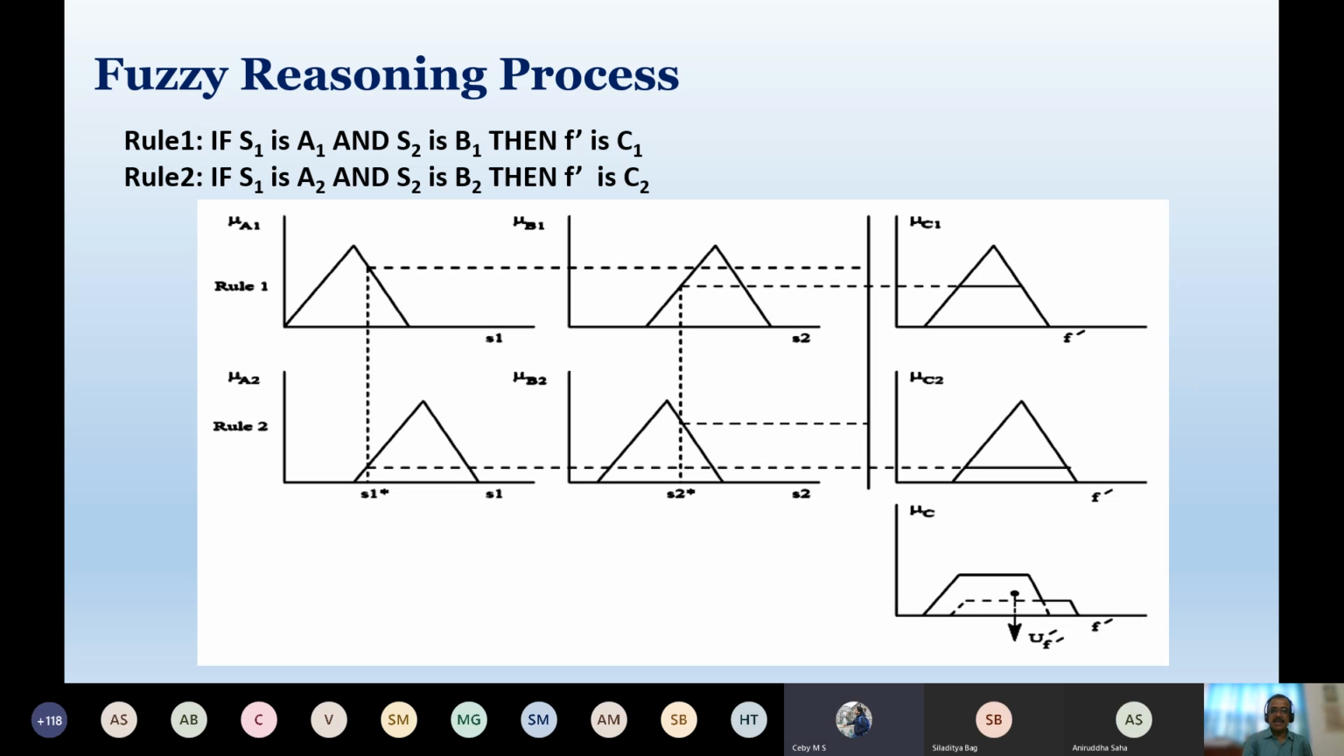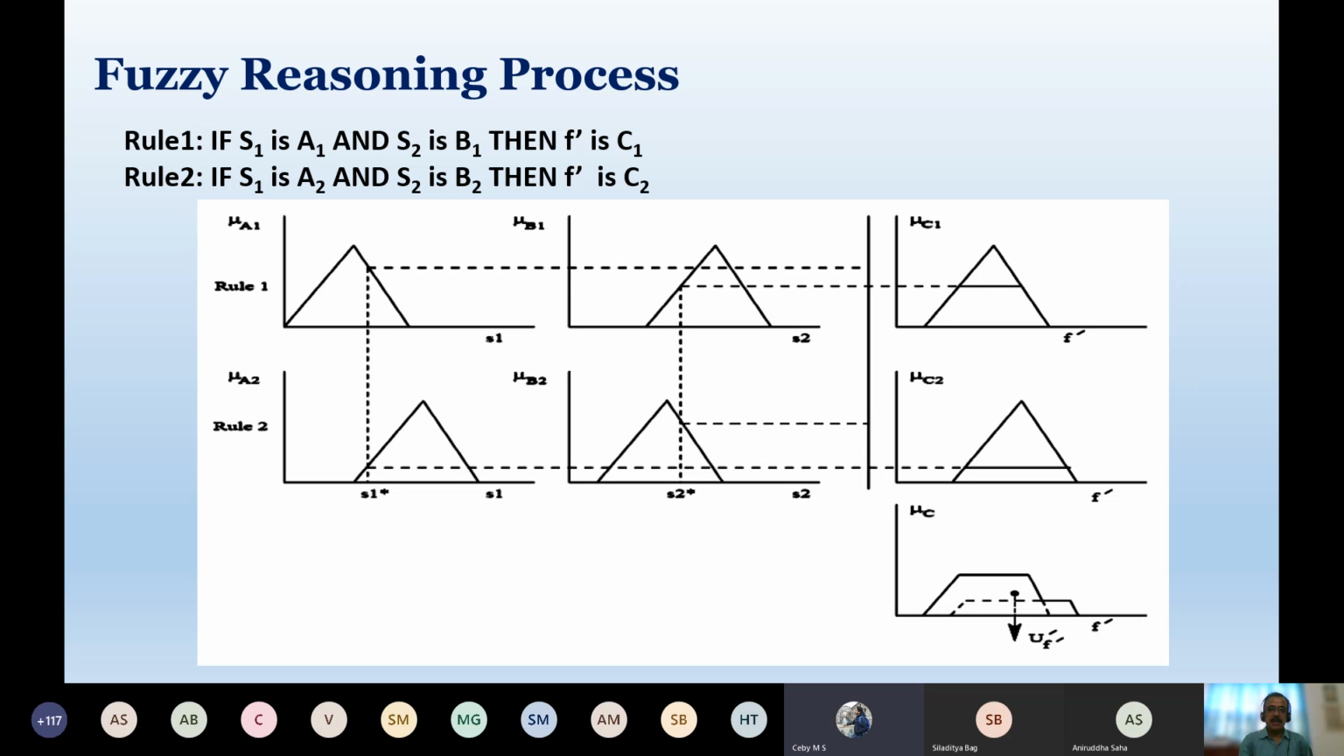Now you'll have to consider the intersection, that is the minimum. Corresponding to this mu value on A1, this is the line, and corresponding to this particular mu, this is the line. I'll have to consider the intersection, because we have the AND operator here, between mu A1 and mu B1. I'll compare mu A1 and mu B1, find the minimum, and corresponding to that, you find the output. Similarly, I'll do that.